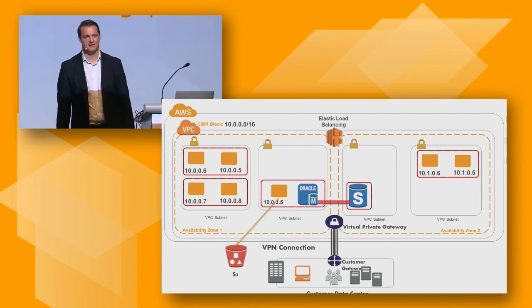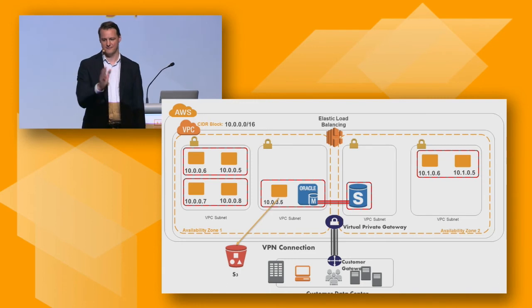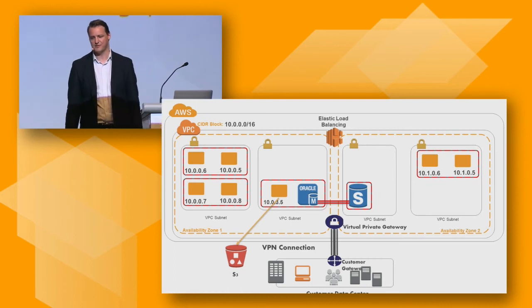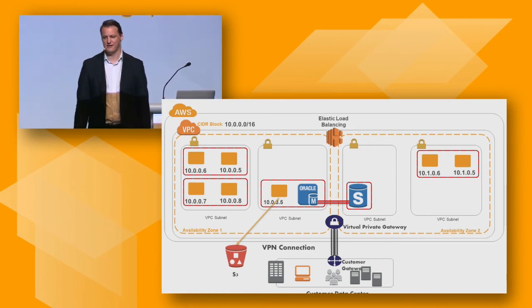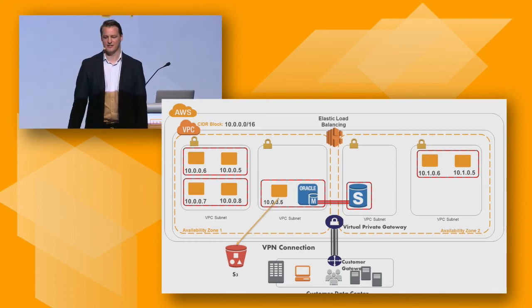If you add in an elastic load balancer, by default an elastic load balancer has network interfaces in availability zone 1 and availability zone 2. It will actually spread that traffic between 10.0.0.5 and 10.1.0.6 and 10.1.0.5 if you wanted to. You get reliability and resiliency built out of the box.